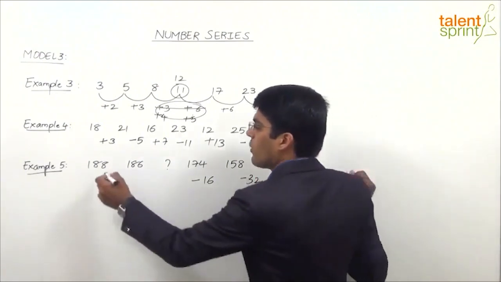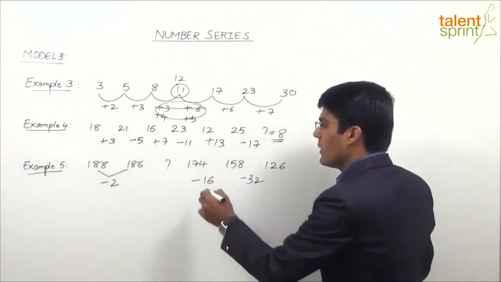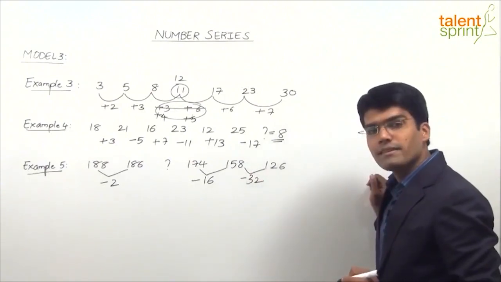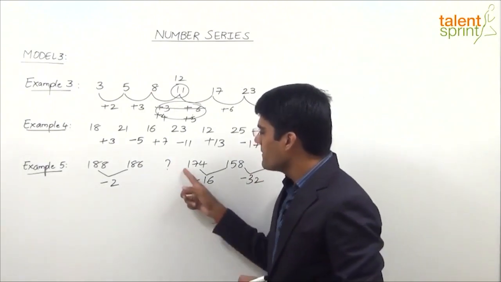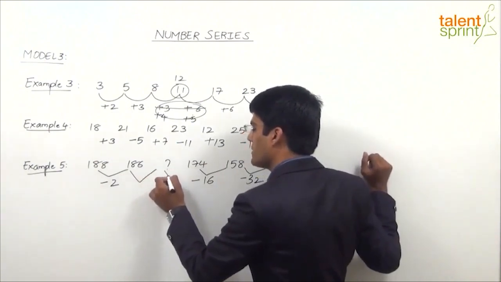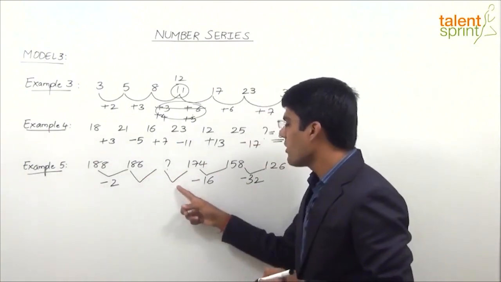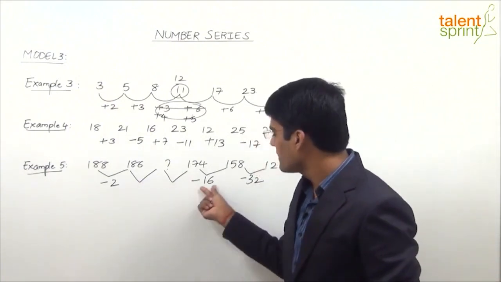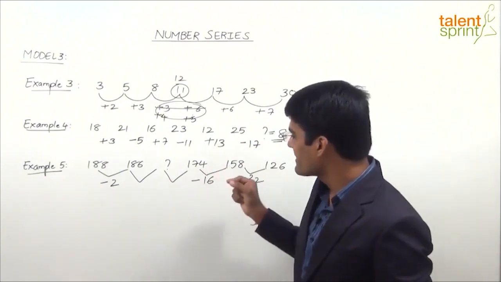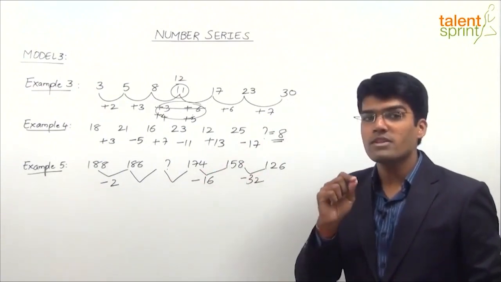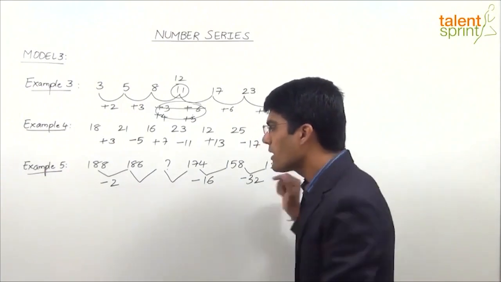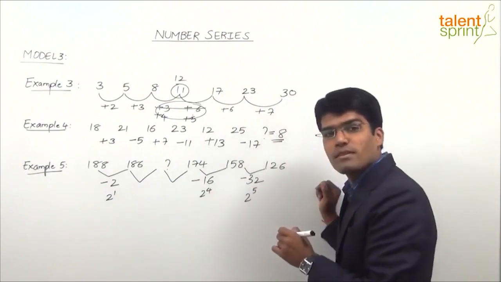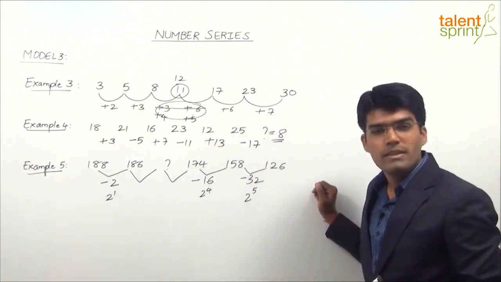So if we try to observe, 188 minus 2 is 186, 174 minus 16 is 158, and 158 minus 32 is 126. Now we very well know that we will get two more differences here, between 186 and question mark and 174. Only then will all these differences follow a particular fashion. But if you try to observe the differences that we have got so far, 2, 16, 32, these are all powers of 2. That is, this is 2 power 1, this is 2 power 4 and 2 power 5. So maybe that is the logic in the given question.